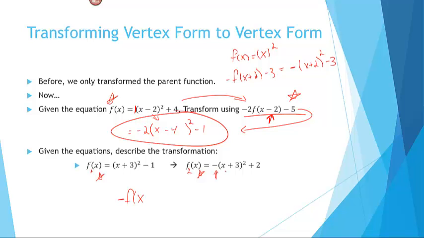Now, the difference between the insides, we have x plus 3 and x plus 3. Nothing happened. So on our transformation, we're just going to have negative f of x, since nothing happened on the inside. Now, on the outside, we have a plus 2 and a negative 1. So, what added to negative 1 equals positive 2? That would be positive 3. So the transformation from our first function to our second function is negative f of x plus 3.